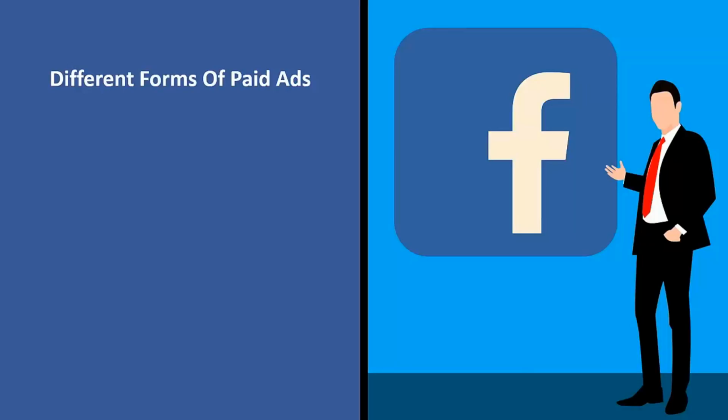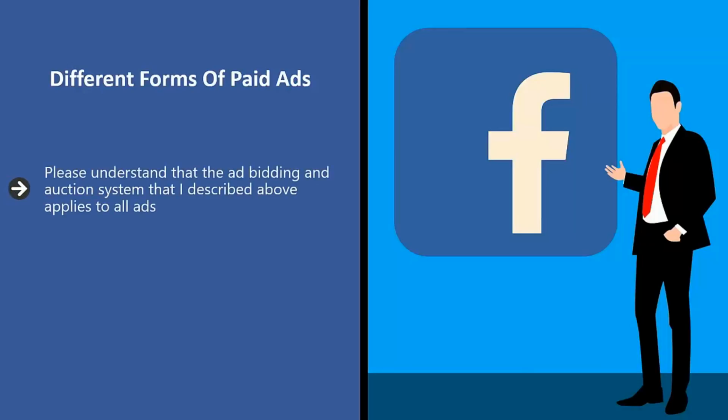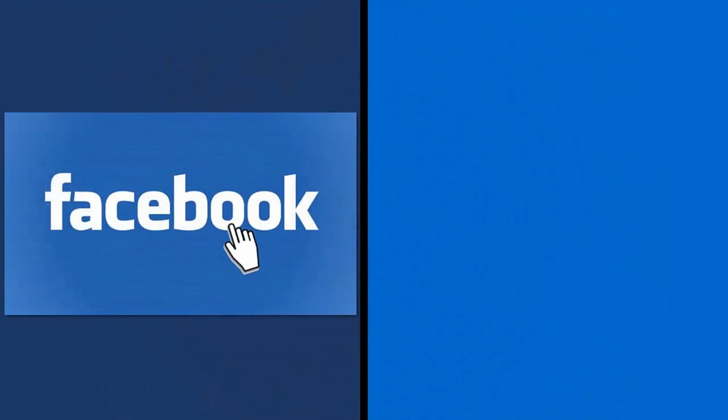Different forms of paid ads. Please understand that the ad bidding and auction system that I described above applies to all ads. It doesn't matter whether the ad appears on a mobile device or is actually a promoted story, which is part of a user's newsfeed. These are all paid ads. Accordingly, they all have to go through the bidding system.